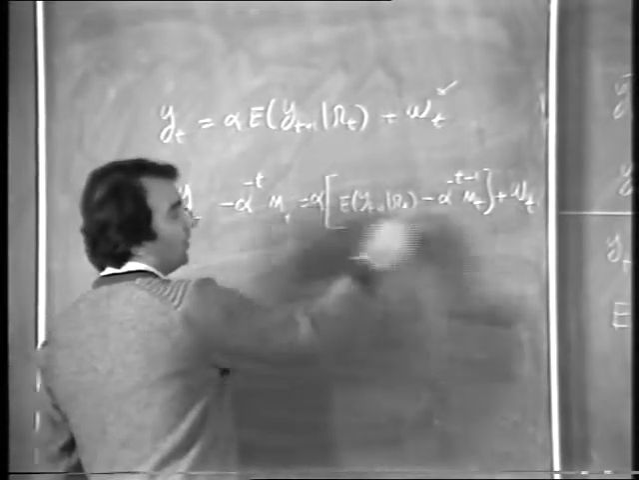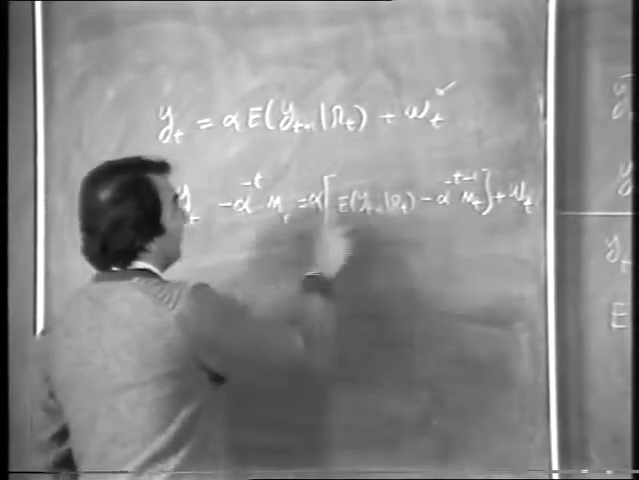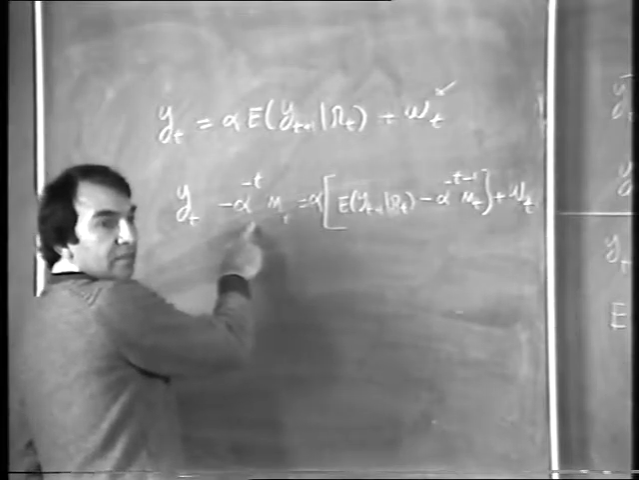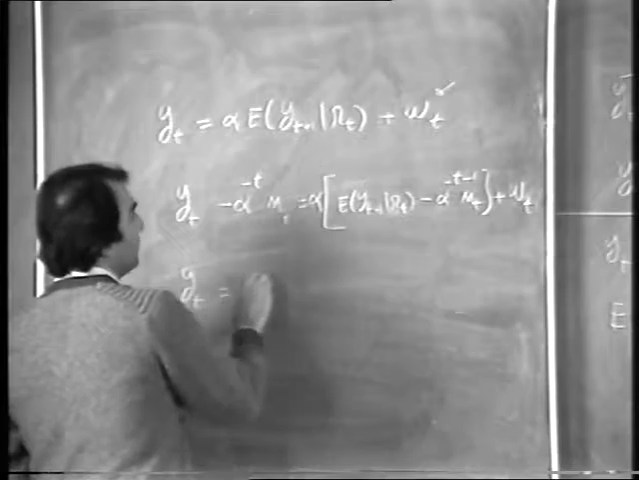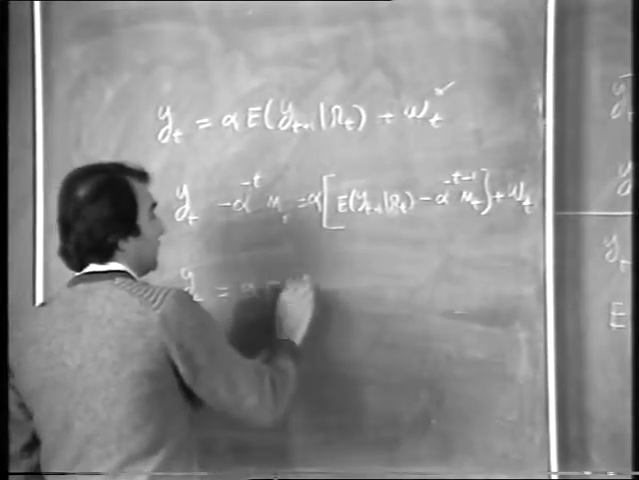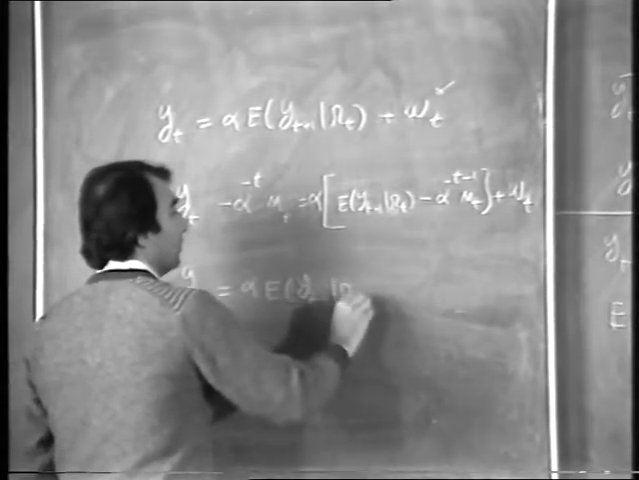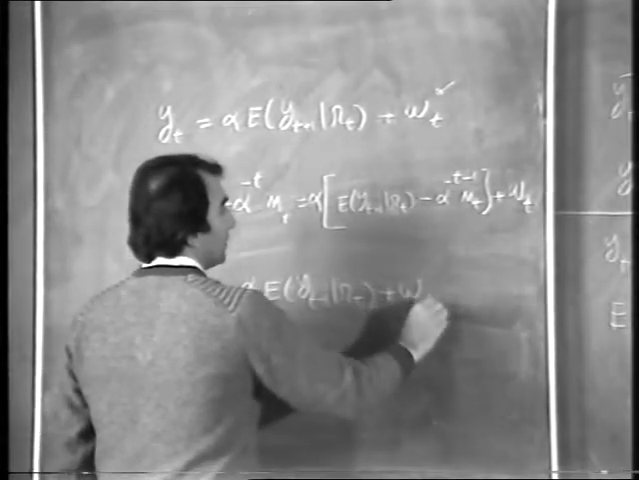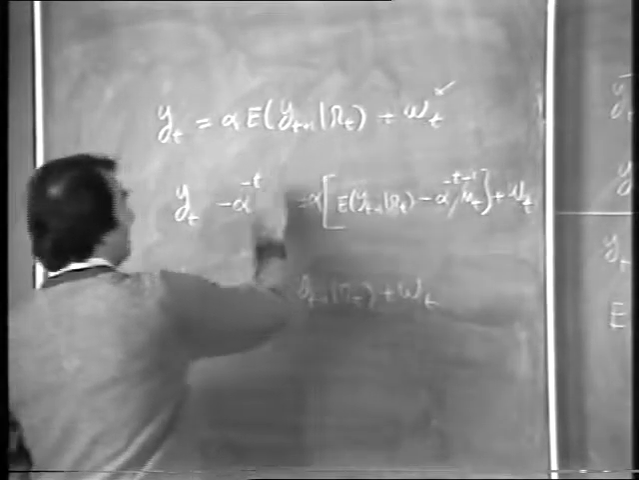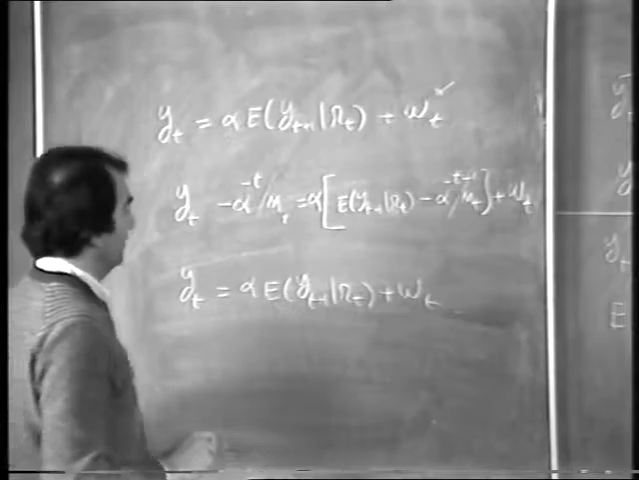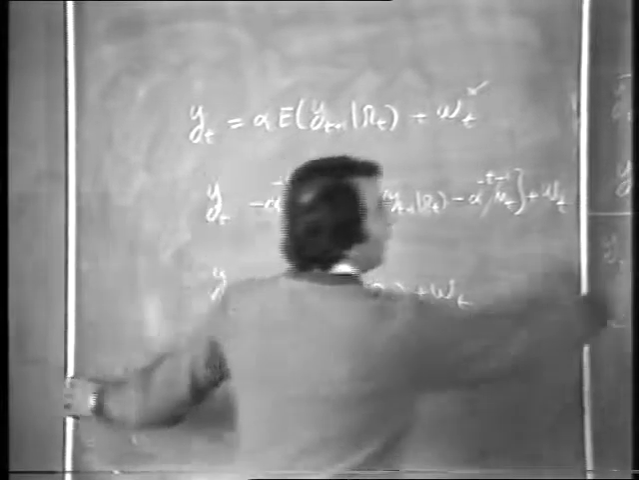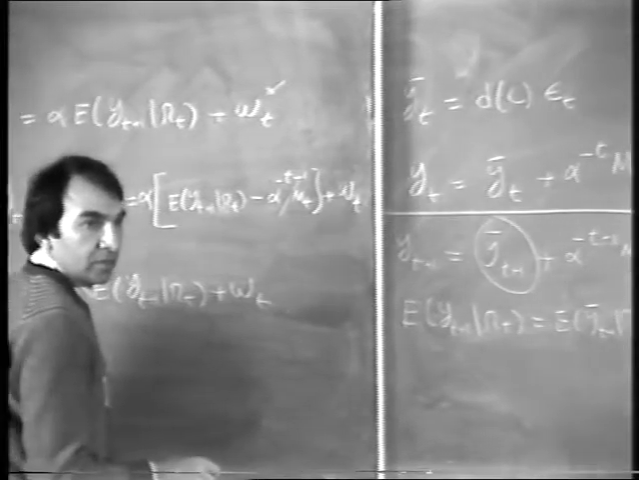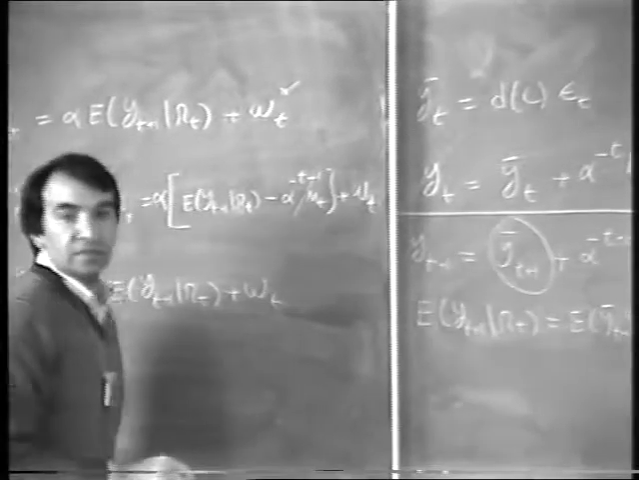Now, note here that alpha multiplied by this would cancel out with this side because of the Martingale property. So therefore, I'll get y_t is equal to alpha times the expected value of y_{t+1} given omega_t, plus w_t. This and this cancel each other out. The result is that if y_t bar is a solution, so would be y_t.